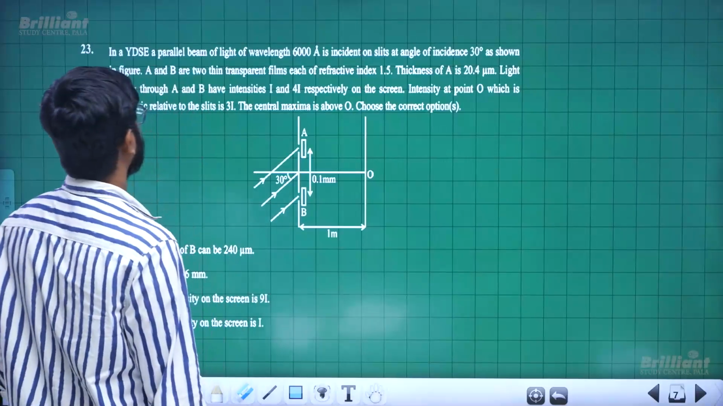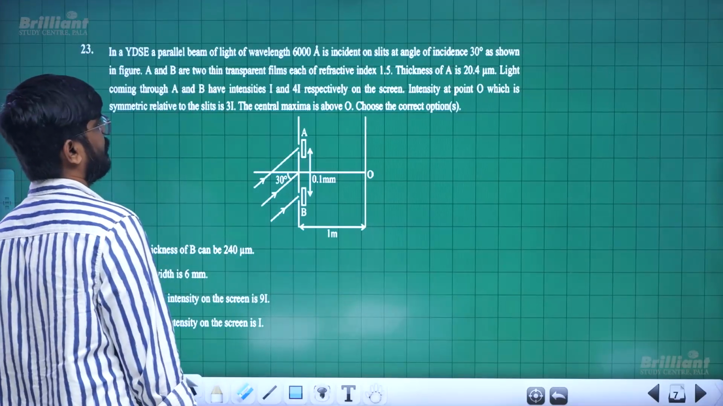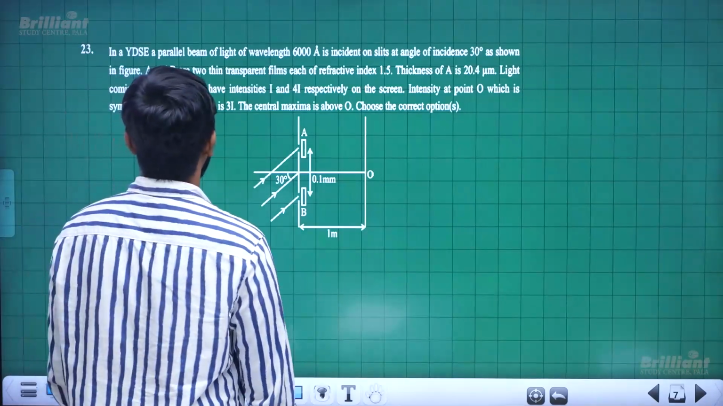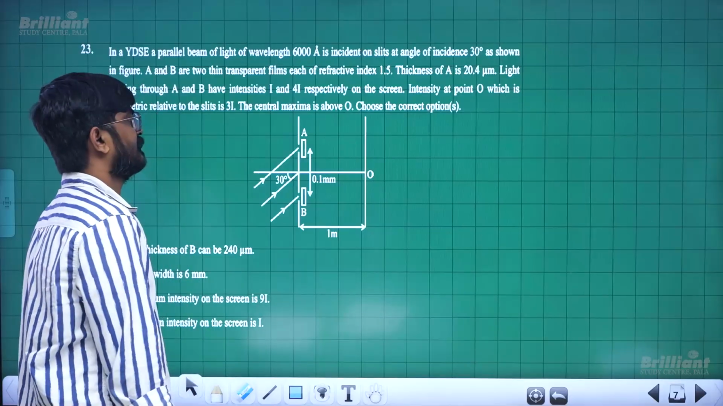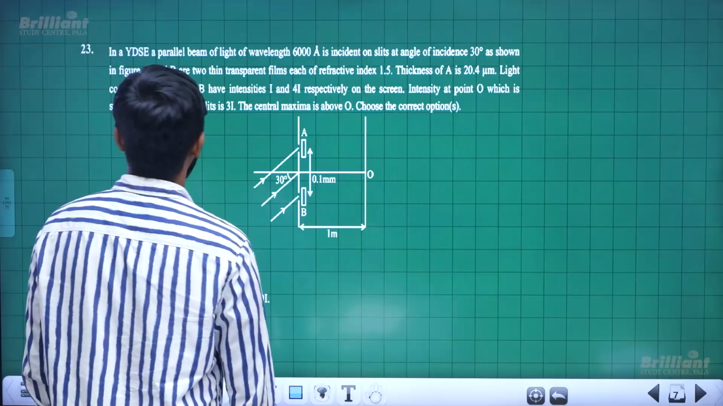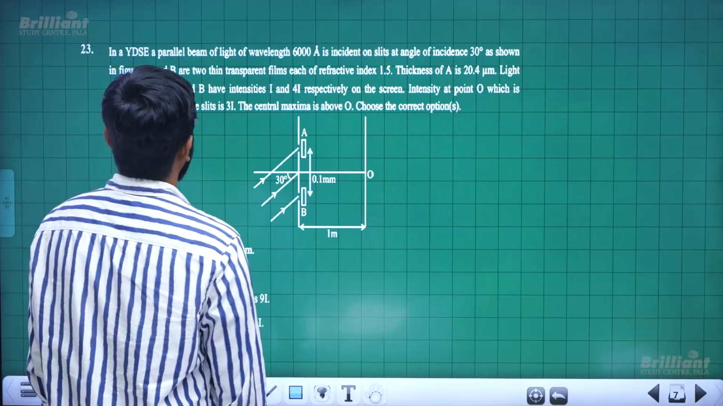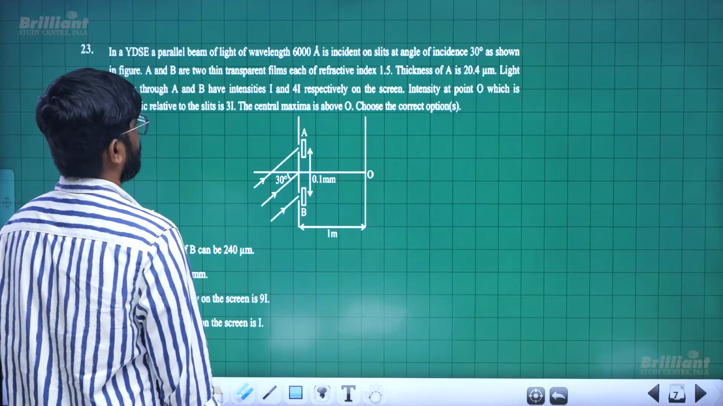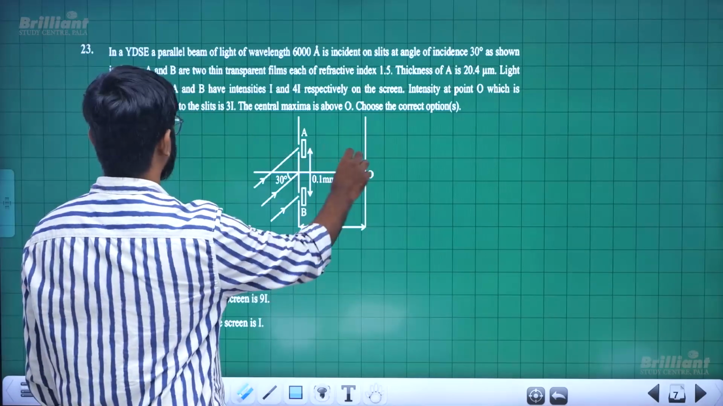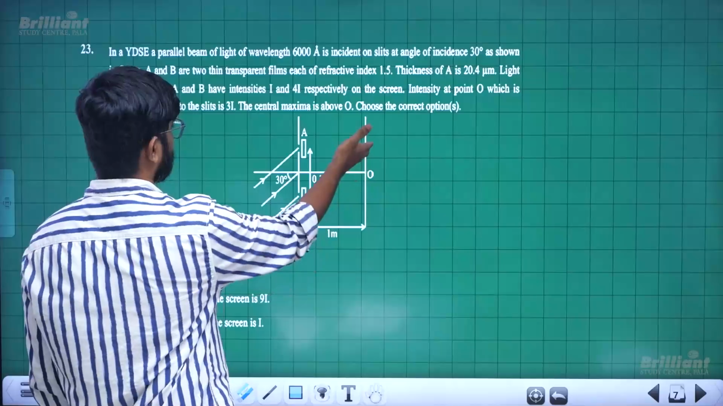In a YDSE, a parallel beam of light of wavelength 6000 angstrom is incident on slits at an angle of 30 degrees. A and B are two thin transparent films, each of refractive index 1.5, thickness of A is 20.4. Light coming through A and B have intensities I and 4I respectively on the screen. Intensity at point O, which is symmetric to the slits, is 3I. Central maxima is somewhere above.